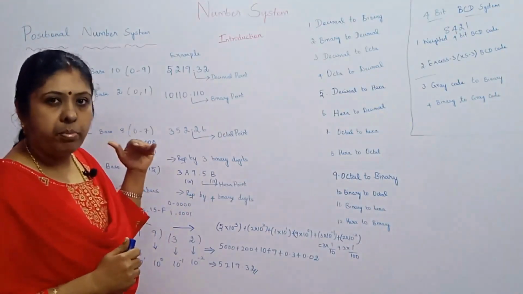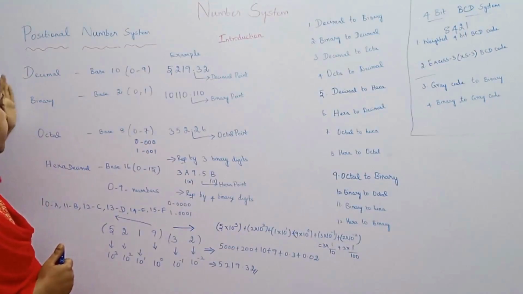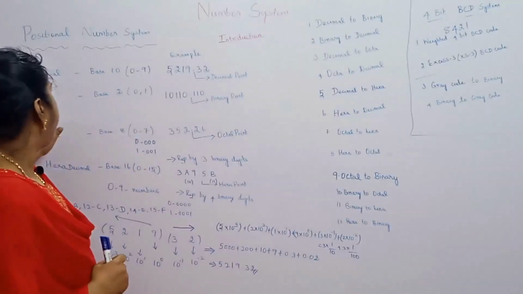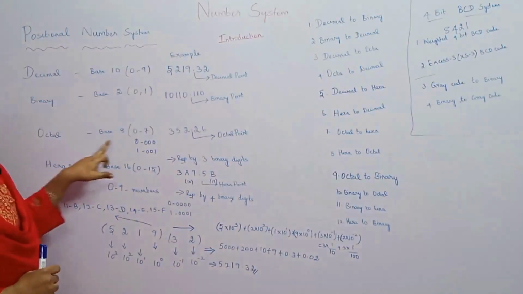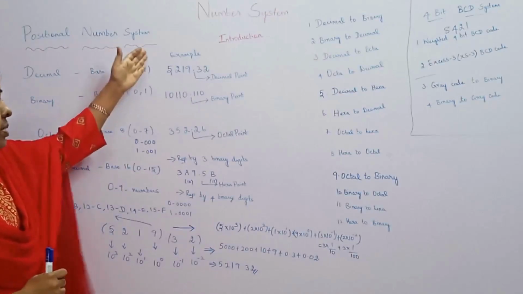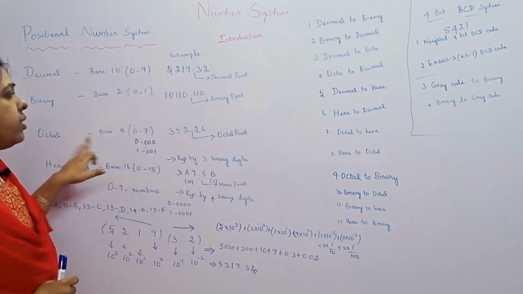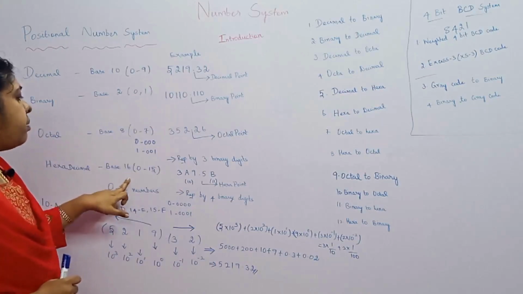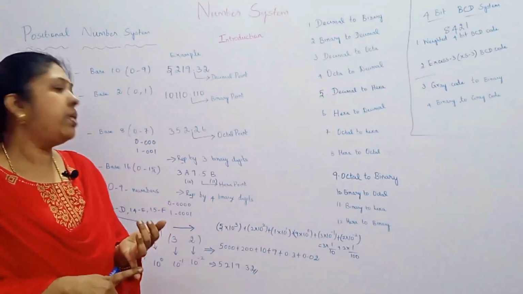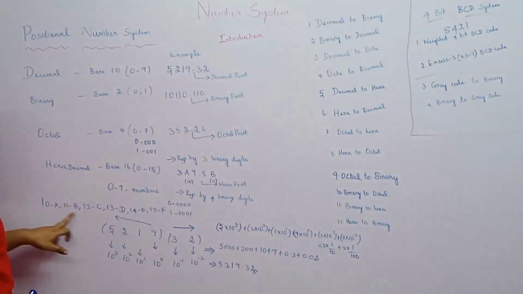Once again, recalling some basic important points. Here we are discussing the positional number systems: decimal, binary, octal and hexadecimal. Decimal has a base 10 system, binary has base 2, octal has base 8 and hexadecimal has base 16. Each example has been represented here. Decimal contains digits 0 to 9, octal contains 0 to 7, and hexadecimal contains 0 to 15, where 0 to 9 are represented by numbers and 10 to 15 are represented as A to F.